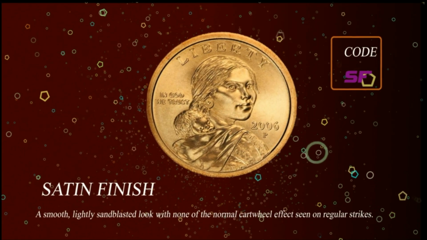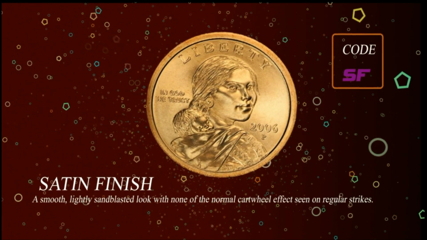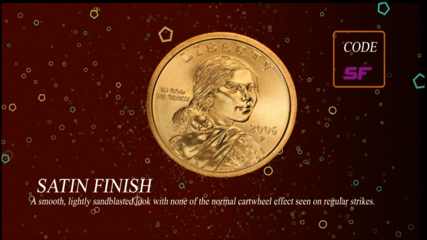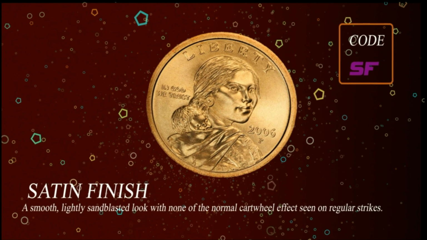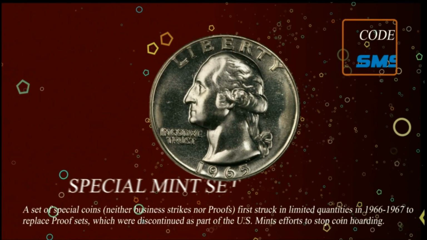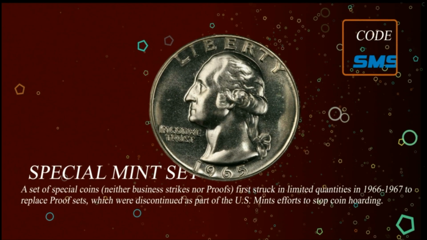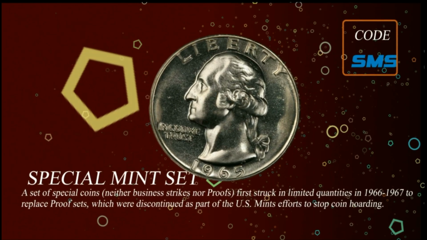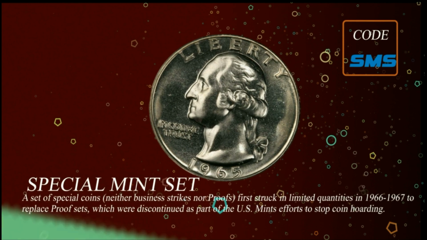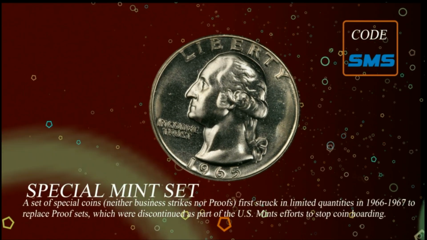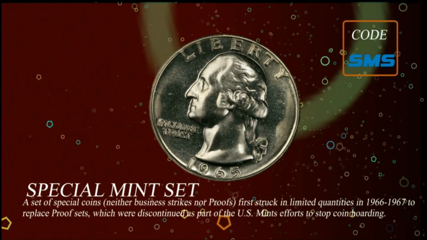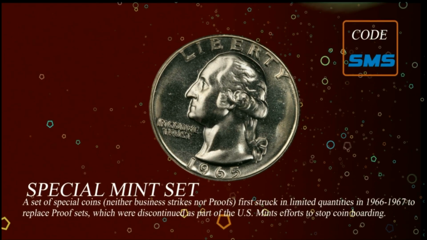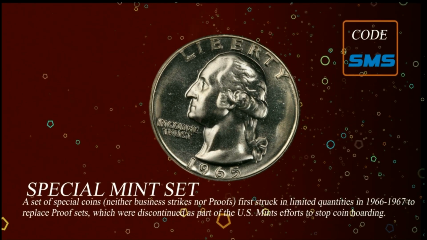Code SF. Satin finish. A smooth, lightly sandblasted look with none of the normal cartwheel effect seen on regular strikes. Code SMS. Special mint set. A set of special coins, neither business strikes nor proofs, first struck in limited quantities in 1966 to 1967 to replace proof sets, which were discontinued as part of the U.S. Mint's efforts to stop coin hoarding.